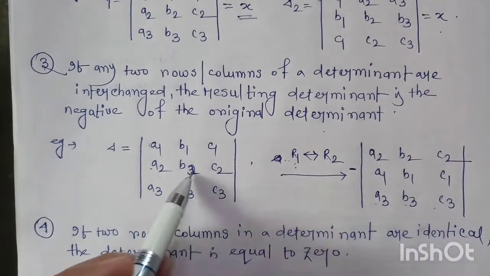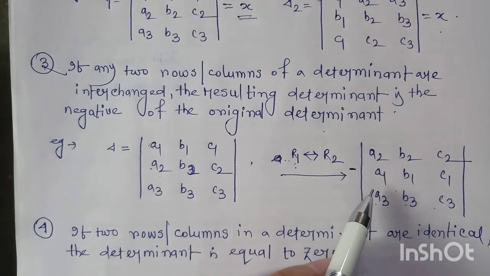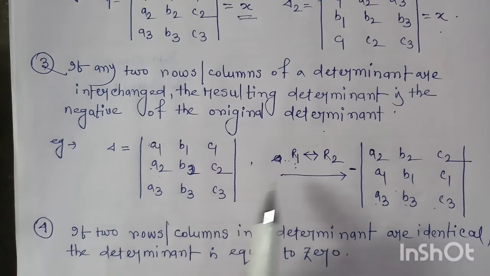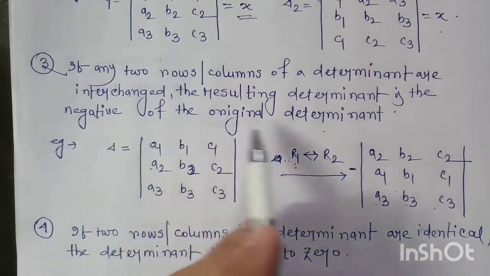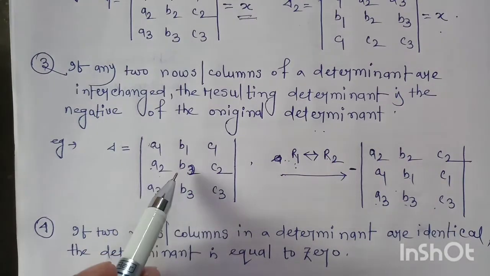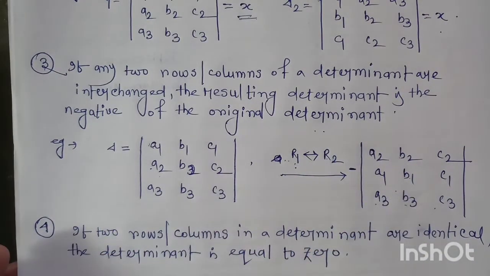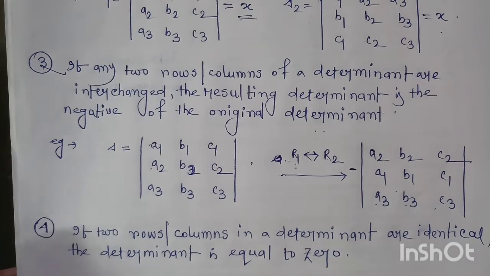The value of the determinant will be the same, but it will have the opposite sign. Okay. That is the meaning of the negative of the original determinant. If the value of the determinant is x, then after you interchange a row or column, the value of the determinant will be minus x.